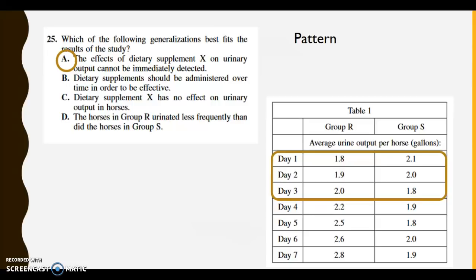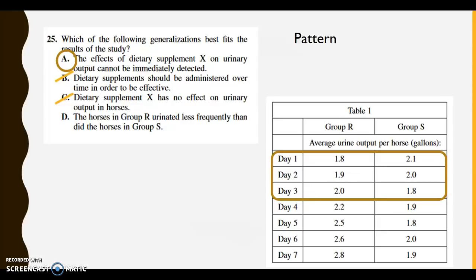But like I said a few days ago, we need to make sure that we're going through every answer choice. So let's look at answer choice B. Dietary supplements should be administered over time in order to be effective. That may or may not be true. However, that's not what our data is actually looking at. So that's not the correct answer. C. Dietary supplement X has no effect on the urinary output in horses. Again, like I said before, when we hit days 4 through 7, we are starting to see an increase in the urinary output. So that answer choice is incorrect.